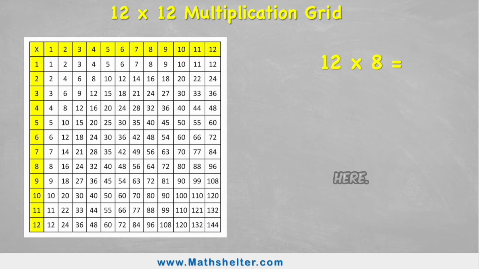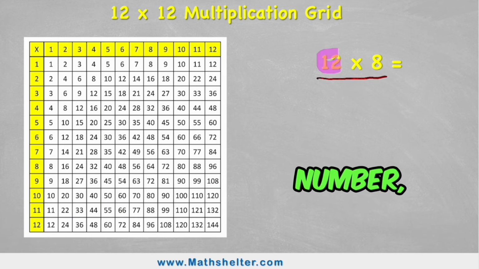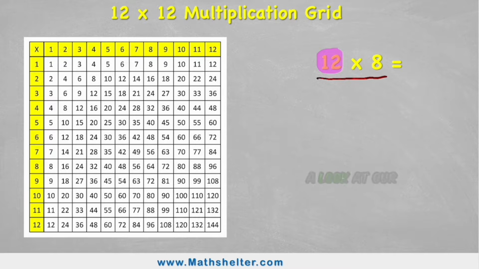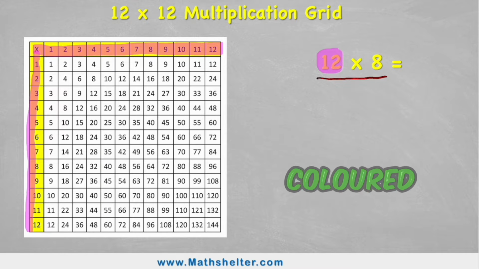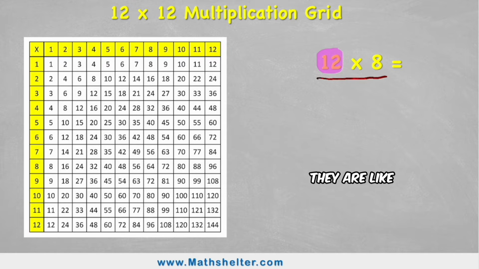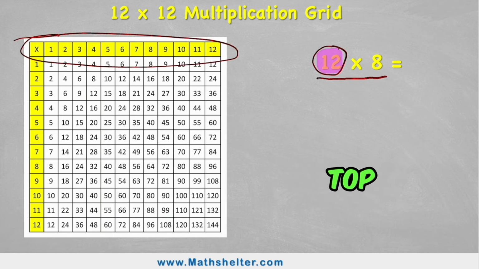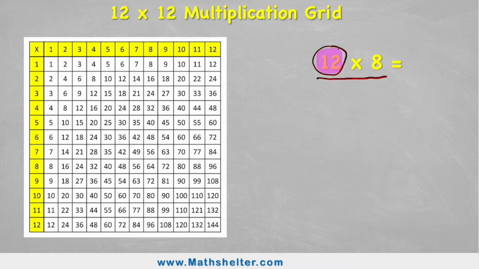Okay, let's look at this question here. We have 12 multiplied by 8. So let's look at the first number, 12. And let's have a look at our multiplication grid, because we have these coloured numbers at the top in yellow and down the side. These are coloured in yellow because they're really important. They're like the titles of each of the rows and the columns. So if we look at this number 12, we're going to look at this first yellow line at the top and find the number 12. Well, I can see 1, 2, 3, 4, 5, 6, 7, 8, 9, 10, 11 and 12 just here.